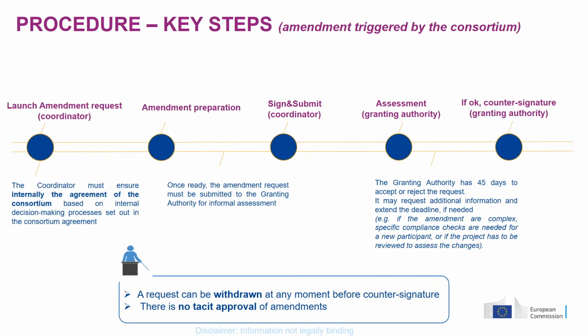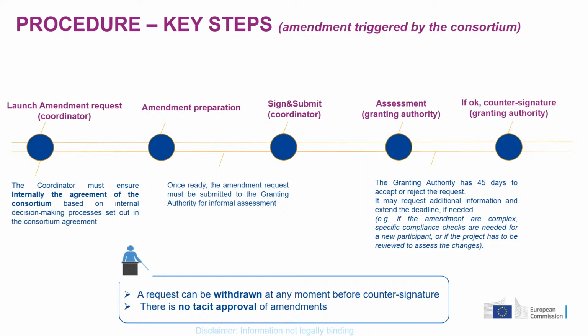Then the amendment is prepared and submitted by the coordinator, but the coordinator cannot just do what it wants. It has to act in accordance with the consortium agreement, which is your internal arrangement within the consortium. And that's why we say that a consortium agreement is very important to have a smooth implementation of your action. And it needs to contain the process for you to make a decision, so the decision-making process, for example, to make an amendment.